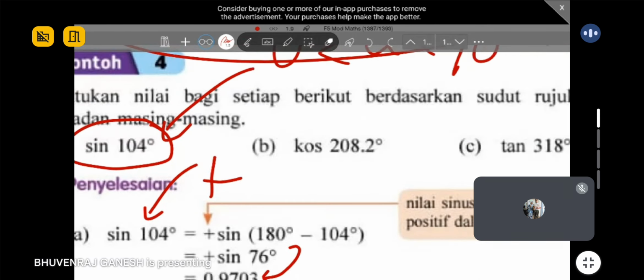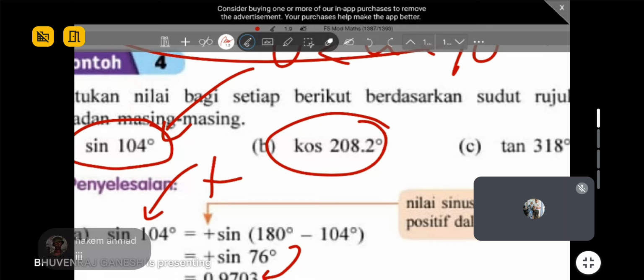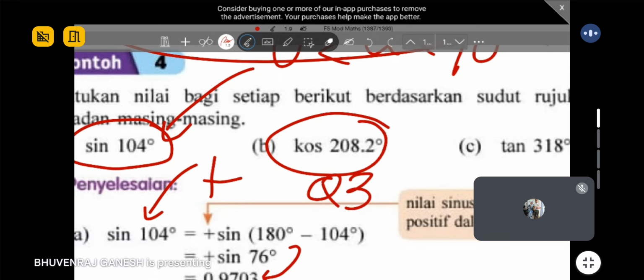Okay? Alright. So guys, can you all tell me this one? Which quadrant? Cos 208.2. Quadrant keberapa yang ni? Very good. Okay, this is quadrant 3. Okay, so what is your reference angle here, guys? Apa nilai sudut rujukan kamu?